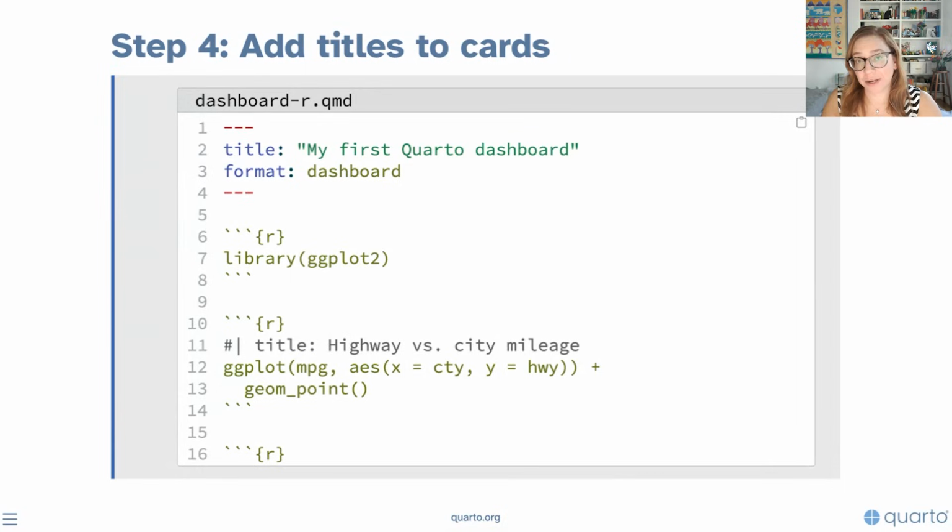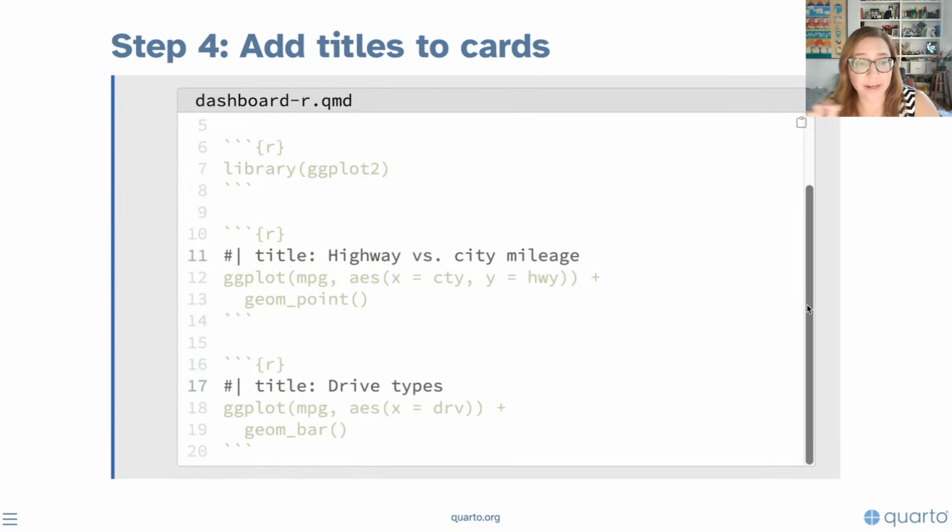Next, we're going to add titles to cards, and we're doing this by using options for our code cell defined with the hash pipe syntax. So the hash sign and then the pipe, and then we're setting a code cell option title. This may be a code cell option that you're not familiar with if this is your first time making Quarto dashboards, as it is not an option that we commonly use in other formats. But when format is set to dashboard, these gain a meaning, and we will see that these texts that we've written here, highway versus city mileage and drive types, are going to be placed as titles on those cards.